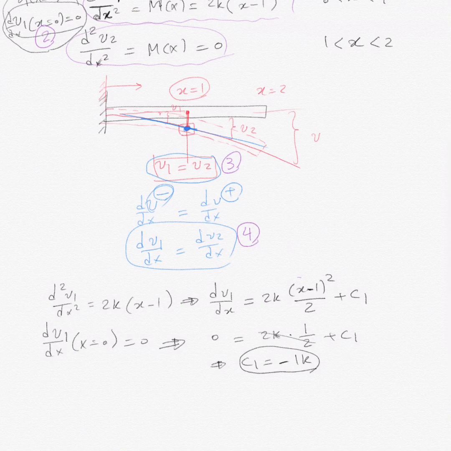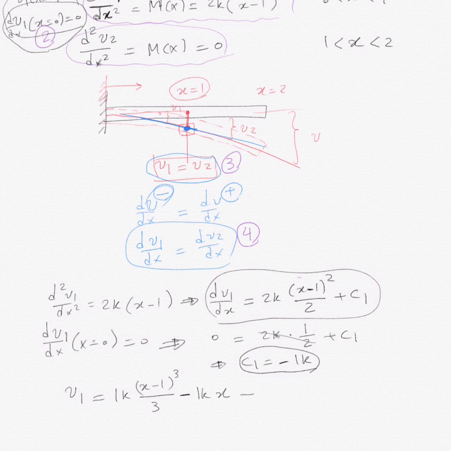So let's go ahead and integrate one more time. If I integrate this equation now, I get v1 is equal to, this is 1k already, 2k divided by 2, 1k. So you get x minus 1 to the third over 3 plus c1, which is negative 1k. So I change this plus to minus. So negative c1 is negative 1k, so you get negative 1k times x plus c2.